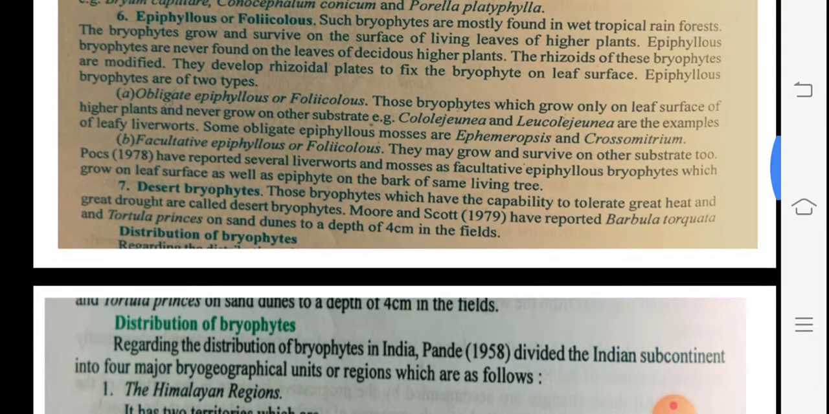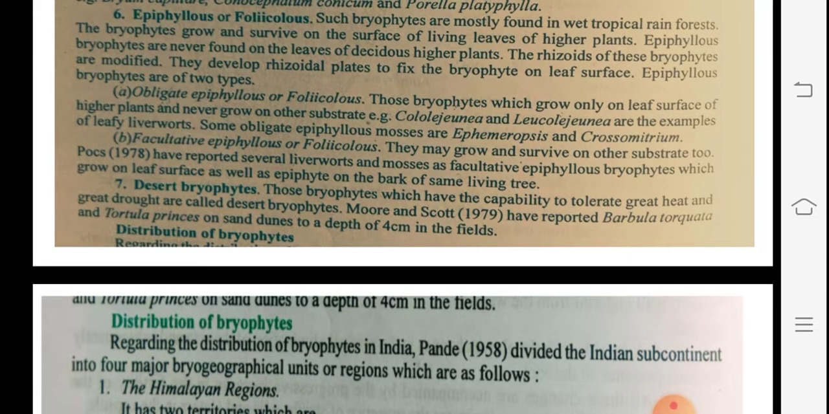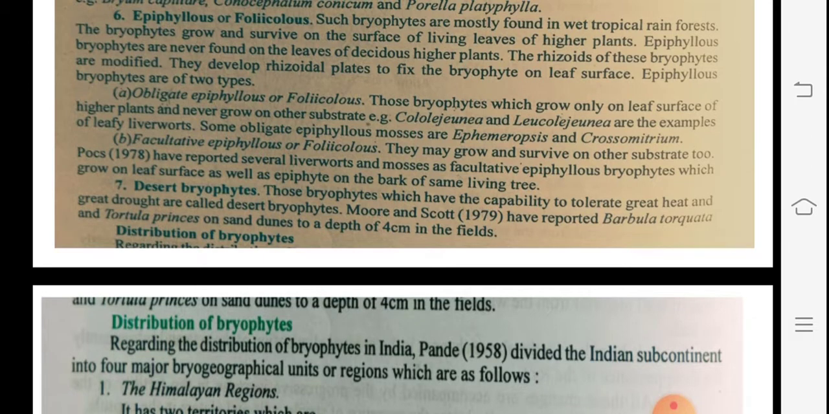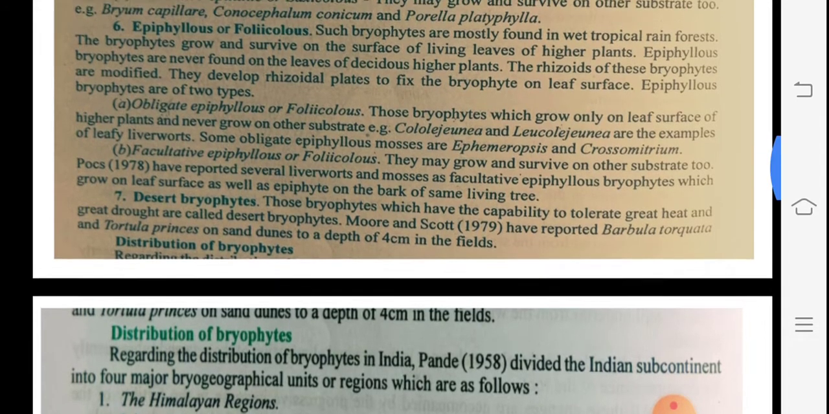And one good example is desert bryophytes. Desert means some genera have the capability to tolerate great heat and great drought conditions. It was first studied by Moore and Scott in 1979, who reported Barbula torquata, a moss. Then Tortula princeps, which grows on sand dunes, and its depth in the field is about 4 centimeters. So these are some good examples. So you remember this one.